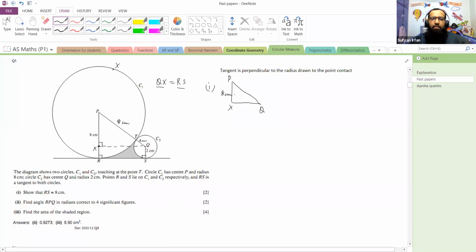We know PX is 8 centimeters. What is PQ? PQ equals PT plus TQ. Now PT is 8 and TQ is 2. So 8 plus 2 gives us 10. So PQ is 10. How can we find XQ? Using Pythagoras theorem. So 10 squared equals XQ squared plus 8 squared. If we are going to solve it, then the answer of XQ would be 6 centimeters.